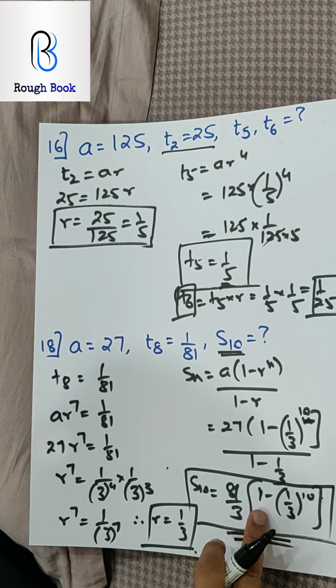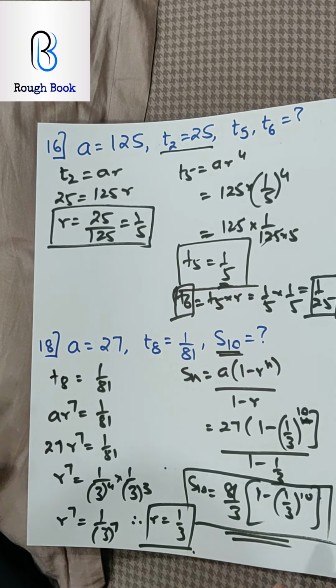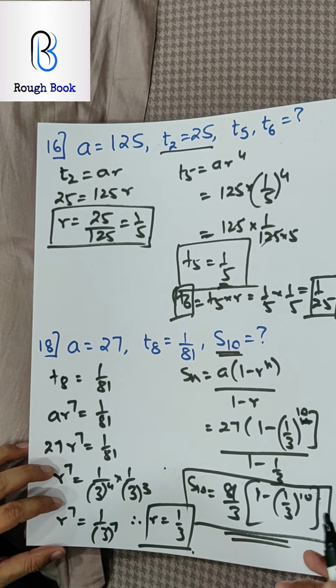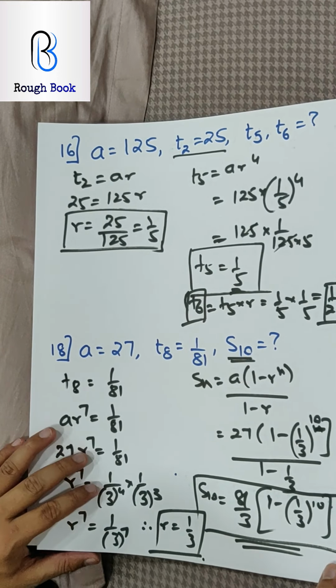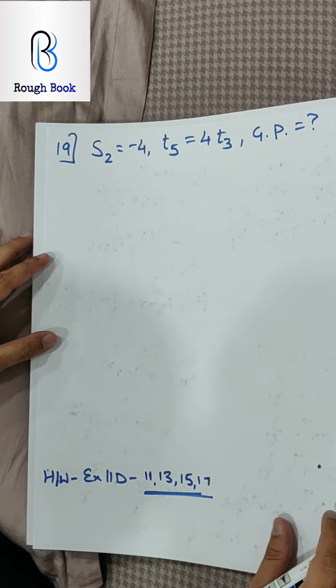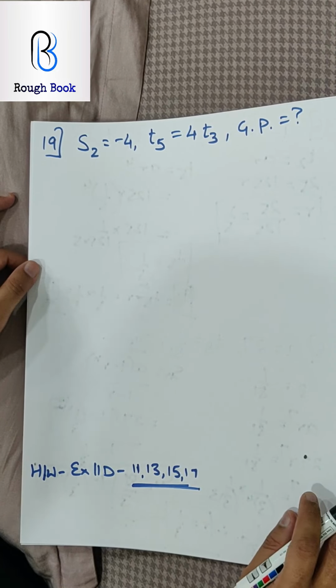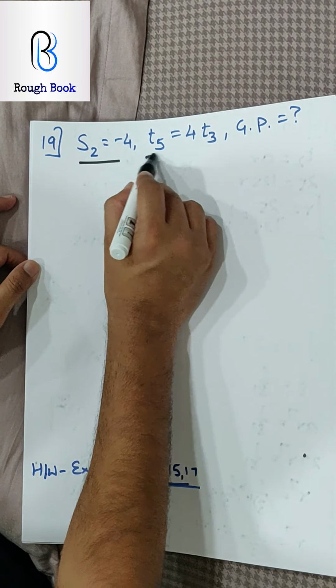So it is 81 by 2 times (1 minus (1/3) raised to 10). Behind it, it could also be written as 3 raised to minus 10. That's okay, any other form they will accept. Don't worry about it. Come on, last question, the 19th. Everyone should give me your best. Now you should know everything.